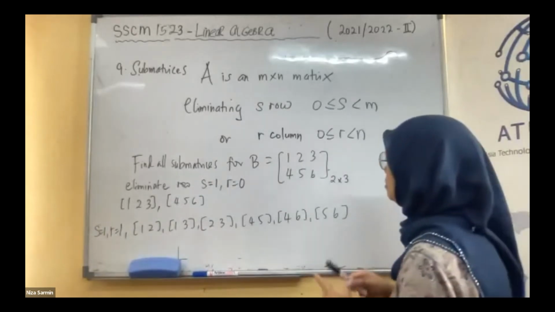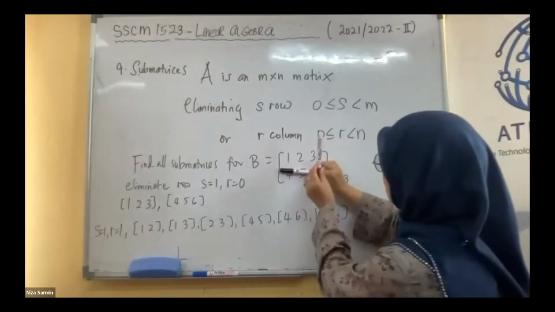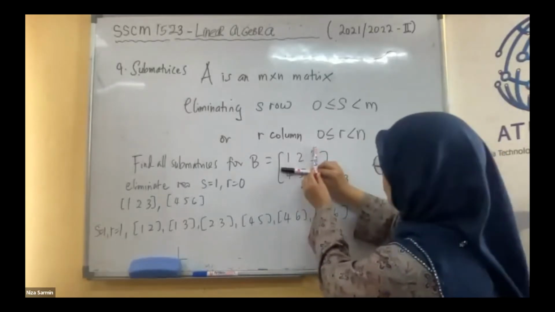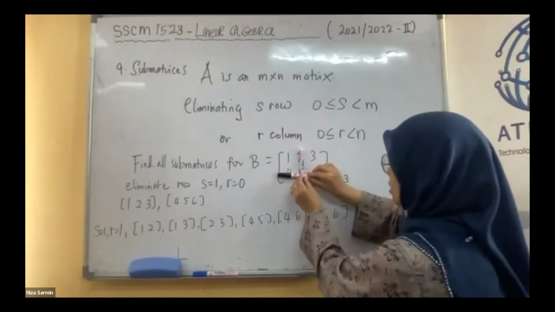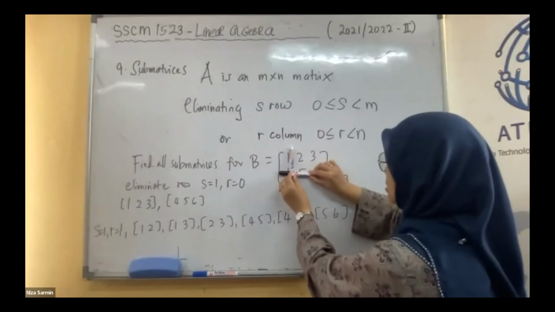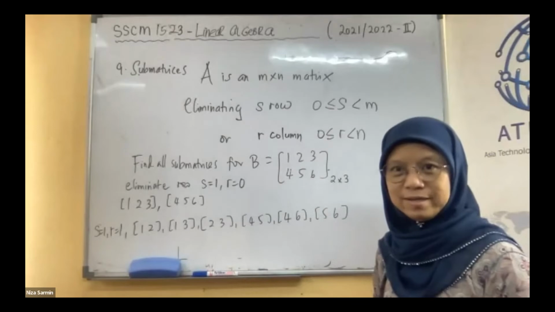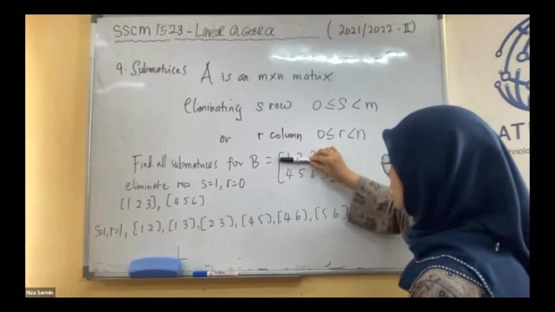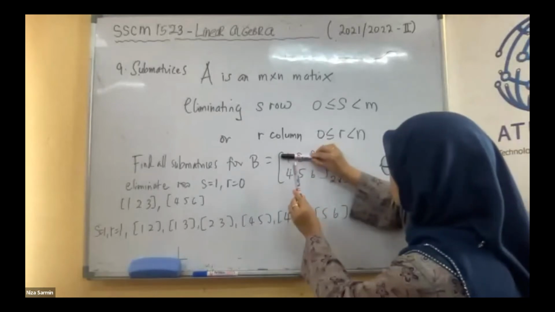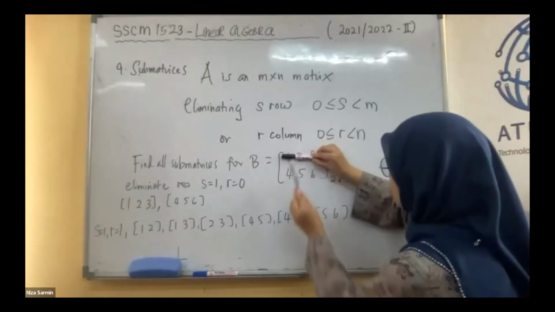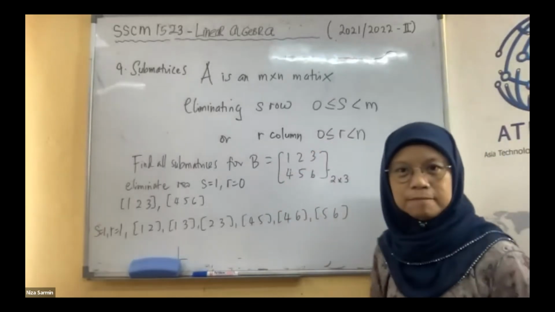Okay, so if I eliminate this 1 row and this one column, I get 1, 2. If I eliminate this, 1, 3. This, 2, 3. Right? This, 4, 5. This, 4, 6. This, 5, 6.